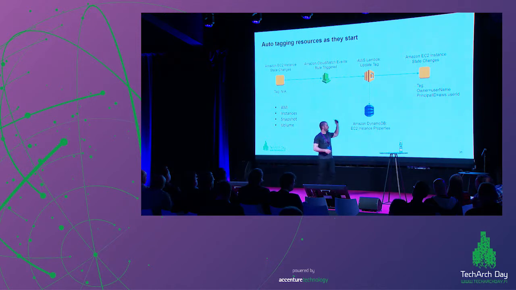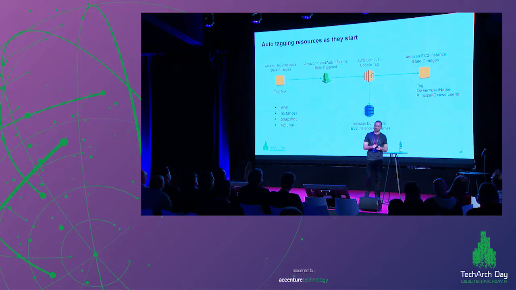And in that case, this tag in particular will put the owner and the principal ID of who started or made the API call, right? And then you would have DynamoDB to keep track of those tags so that you can then act upon them later on.